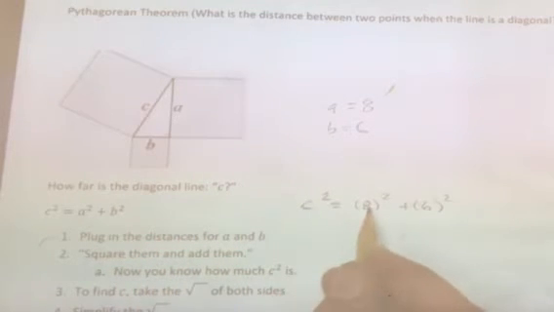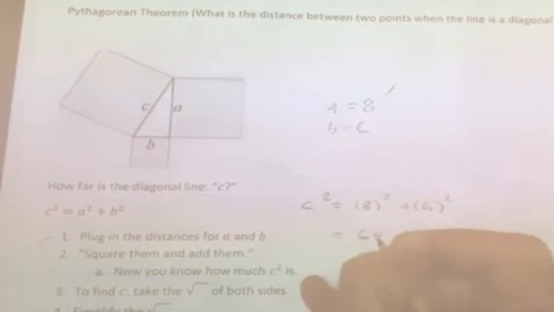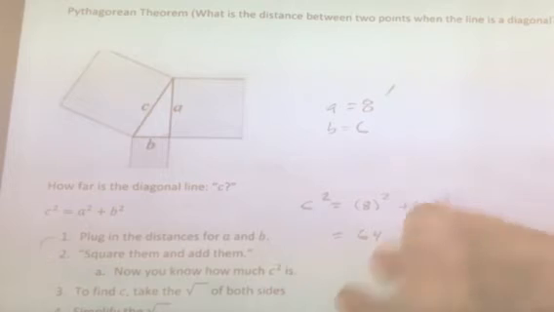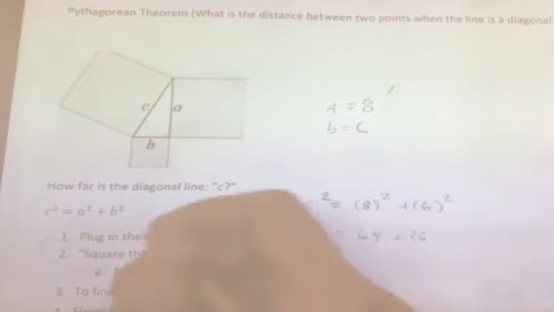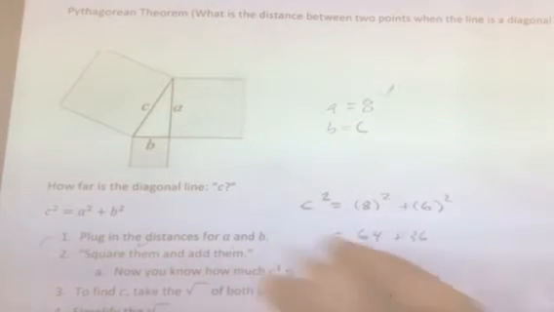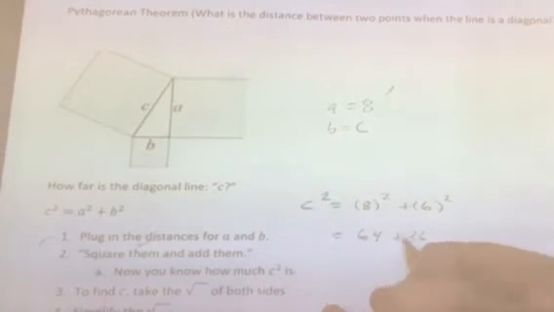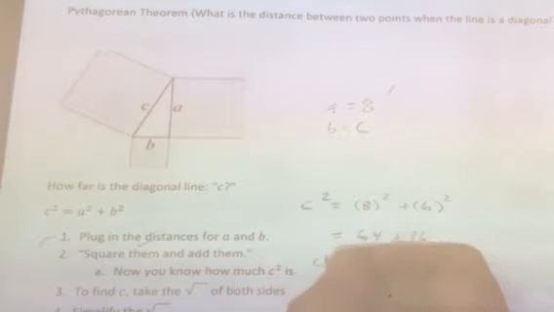What we mean is we'll do 8 times 8. 8 squared equals 64. And then 6 squared, 6 times 6, is 36. That's squaring them. Now we need to add them. So we'll do 64 plus 36 equals 100. And again, that is not c, that is c squared. So we squared them and added them.